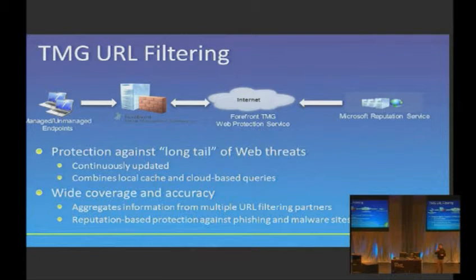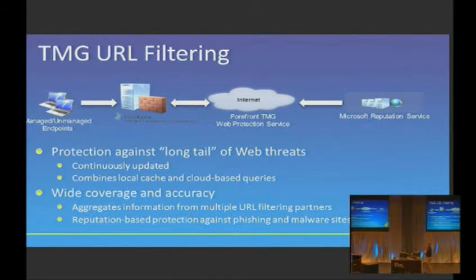So the categories come back to TMG, and then based on the rule set in TMG, TMG will make a decision on what to do, either to allow or deny, or in SP1, as you'll see, we actually can do a soft override now. We can inform the user that, hey, this really isn't a business function site, and you can go to this site, but we're watching you.